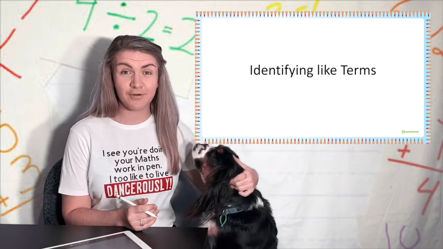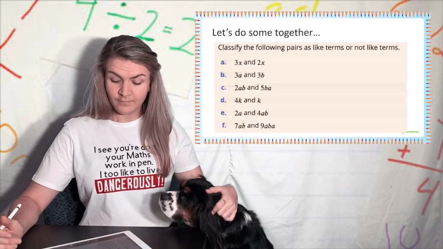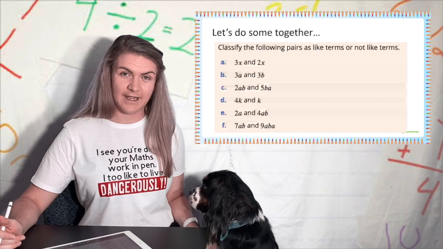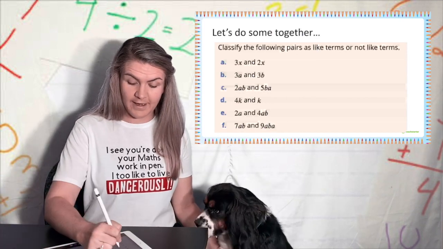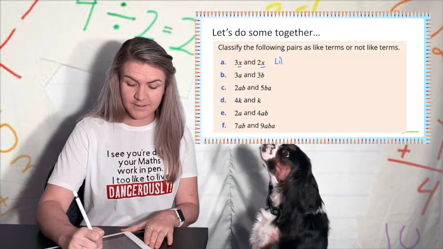All right, let's do some practice of identifying like terms, shall we? First of all, 3x and 2x, are they like terms? Well, they both have an x and nothing more. So they are like terms.